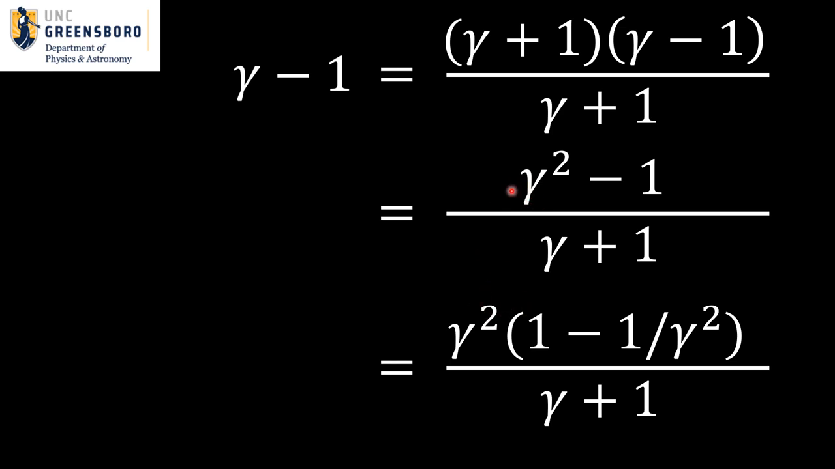So I'm going to factor out the gamma squared. That's all I did here. And you can see if I multiply gamma squared back through here, I'm going to get this expression. Gamma squared times 1 is just gamma squared. Gamma squared times 1 over gamma squared is just 1. Okay. So I just factored this out.